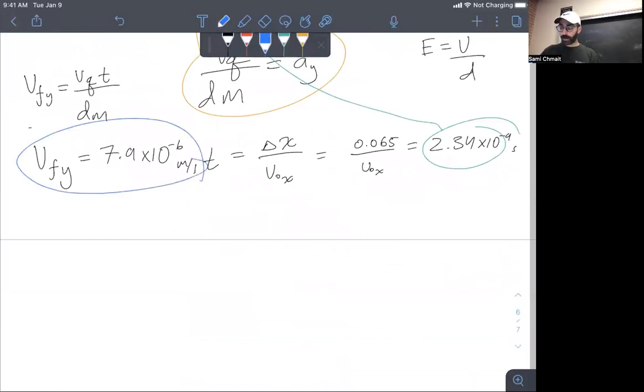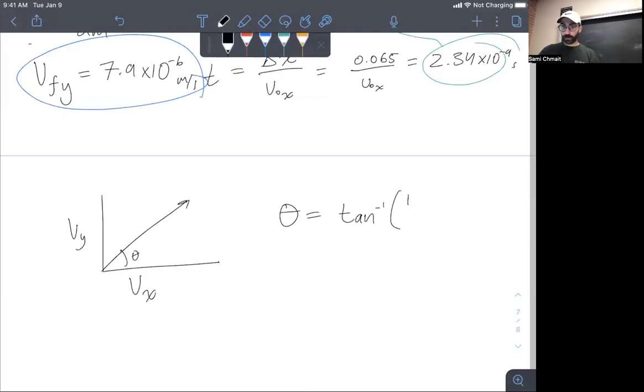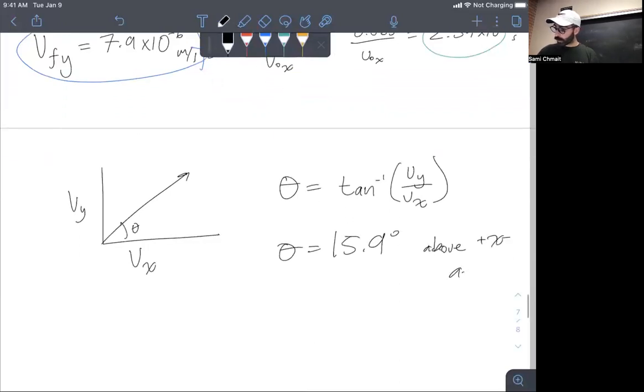All right. We can now go back to that little diagram we drew. We have our vy, we have our vx, and we have this angle theta that's traveling. We just got to do an inverse tan function. So we'll say theta is going to be equal to tan inverse vy over vx. Plug in the velocities we just found, and theta comes out to be equal to 15.9 degrees above the plus x axis.